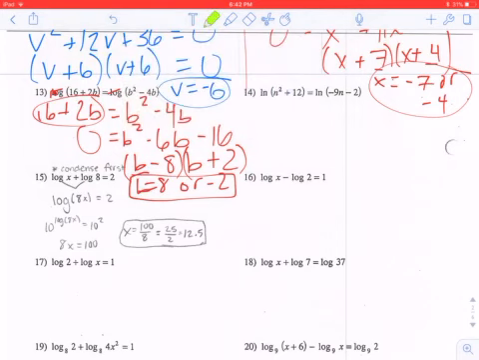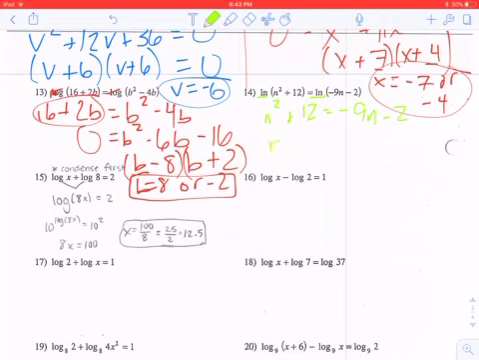And another one here. Hopefully we're getting the hang of this. n squared plus 12 equals negative 9n minus 2. Again, the ln just means natural log. It's just a special base. Like log has a base of 10 if we don't write something, natural log has a base of e. It's a special log that we will use in some application problems.